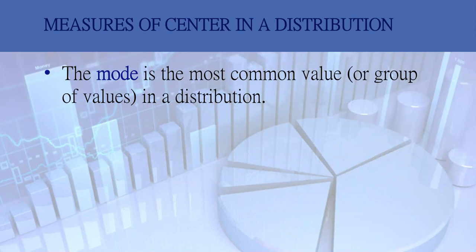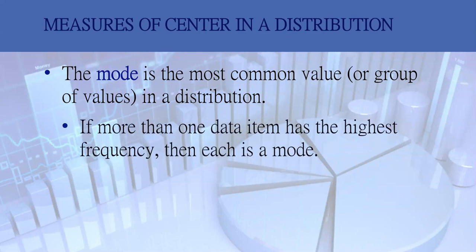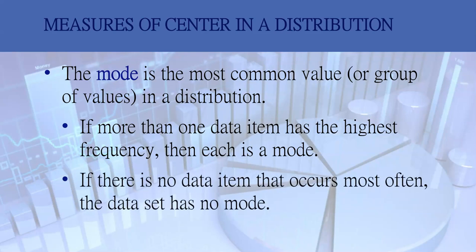And then the last one is the mode. The mode is the number that comes up the most, the most common value. You might have more than one mode, or you might have no mode. If more than one thing comes up the most, then all of them are modes. And if everything comes up at just exactly one time, then you will have no mode.